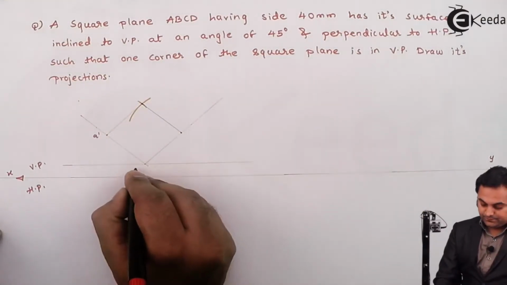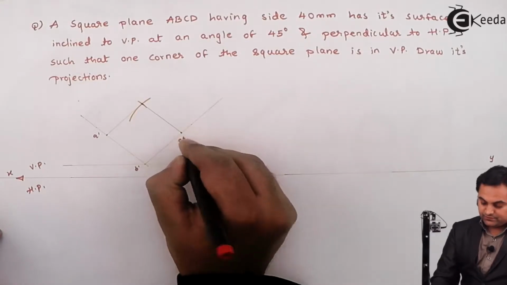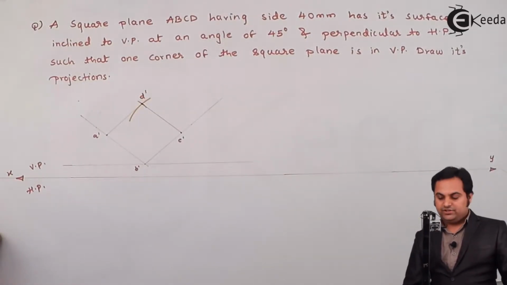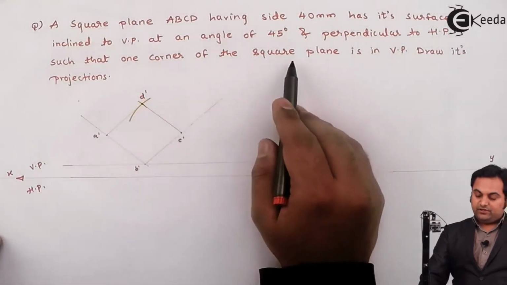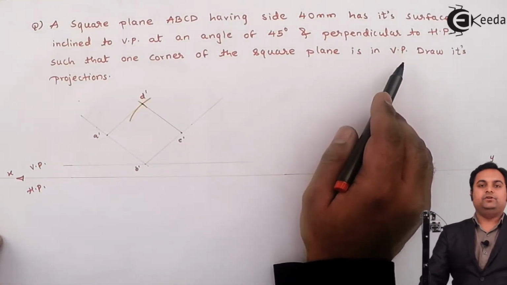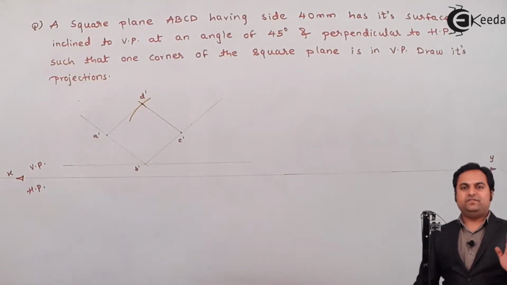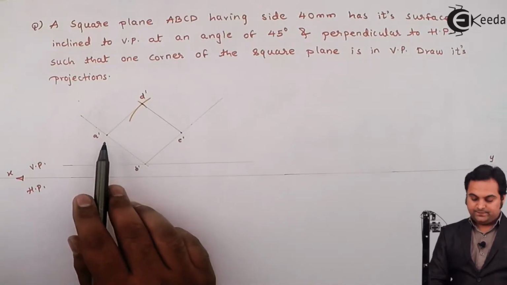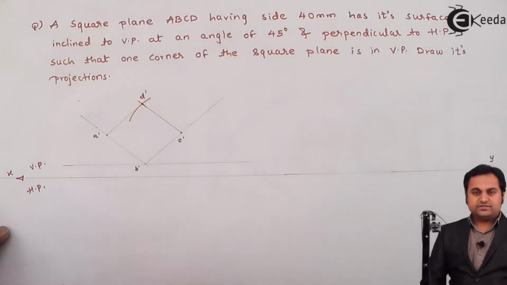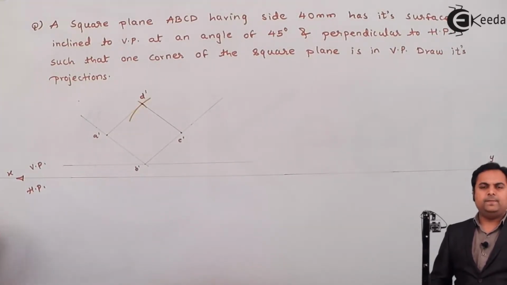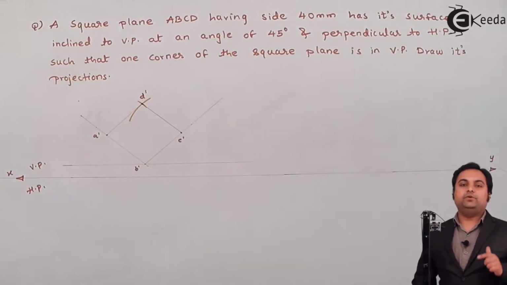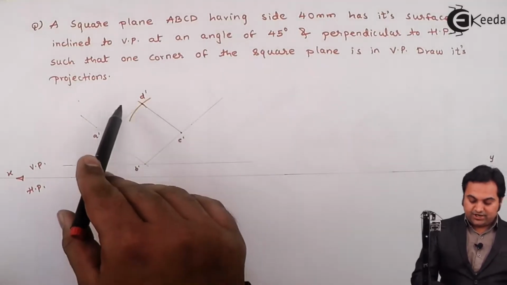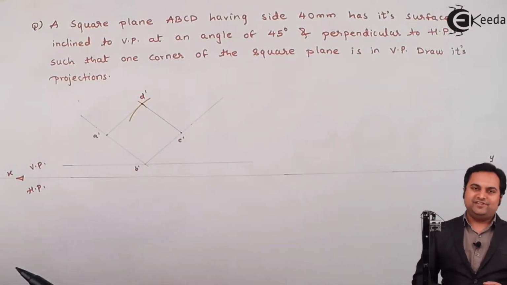A dash, B dash, C dash and D dash. If we see in the question, it was given that one corner of the square plane is in VP. In case of planes, the left hand side is our reference. So the corner on which it is resting is A dash. Next, since this is the front view of the square plane, when we are looking from top, it will appear as a line, because if it appears as the shape in one view, in the other view it will appear as a line.